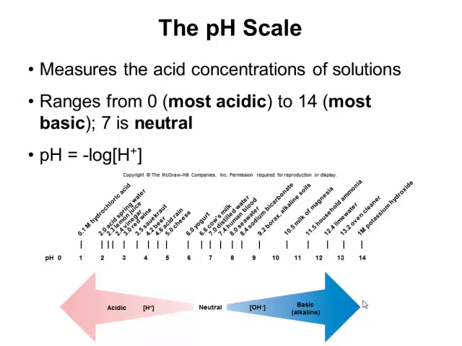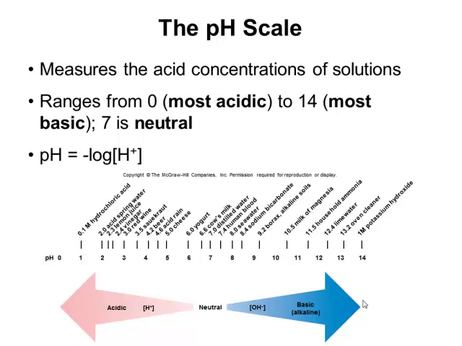to the pH scale. The pH scale is based on the molar values of the hydrogen ion concentration in solution, so it measures the acid concentration of a solution. pH actually stands for parts hydrogen, and it ranges from 0, which is the most acidic, to 14, which is the most basic, with 7 being neutral.